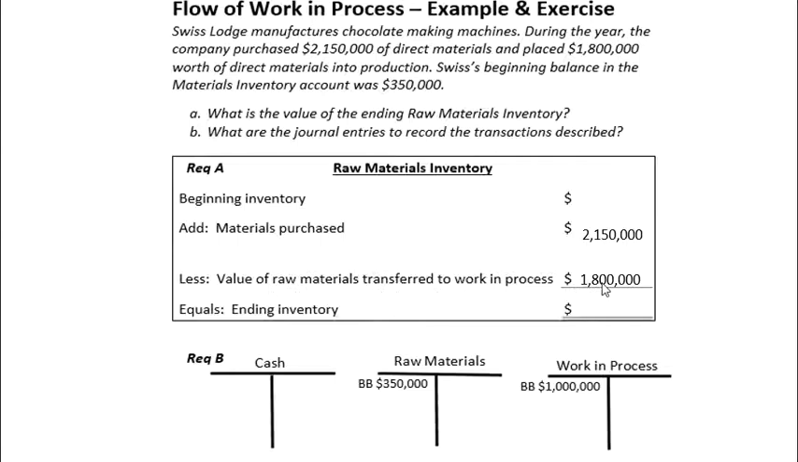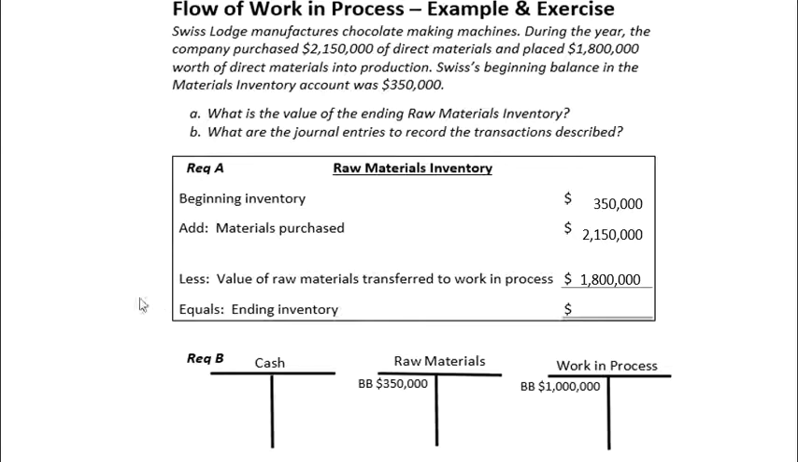So now we have two pieces of our inventory formula. Swiss's beginning balance in the materials inventory account, in other words, the beginning of the accounting period, was $350,000. So now we can insert the $350,000 into the inventory account as our beginning inventory. Now if you see, we have $350,000. We're adding the materials that we've purchased. We're subtracting the value of the materials that was transferred into work in progress.